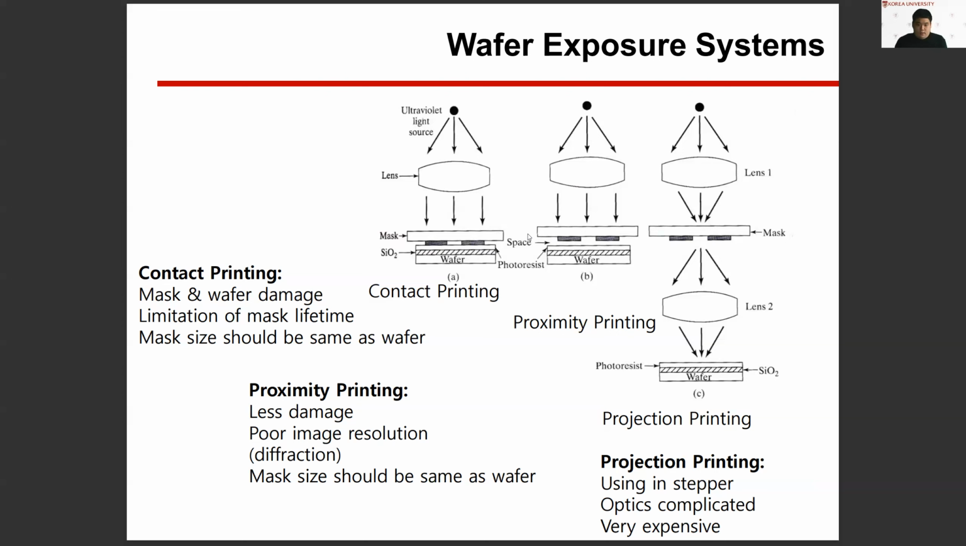To deal with the problems with contact printing, there is another printing mechanism that is called proximity printing. As you can see like this, the wafer and the mask are not in contact, with a little bit of gap. But because of the gap, the light that comes through the pattern of the mask can be scattered like this, and the resolution of the image is poorer than contact printing, so it is actually not widely used nowadays.